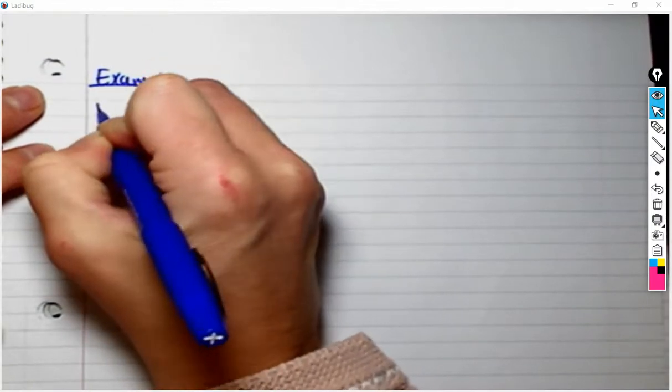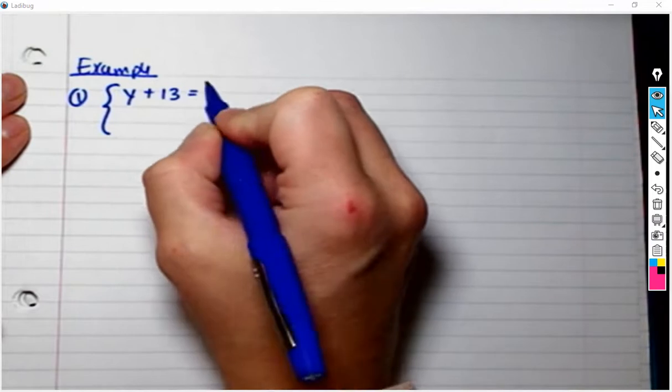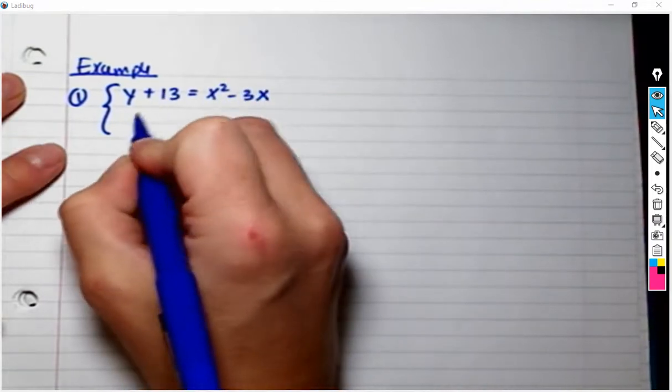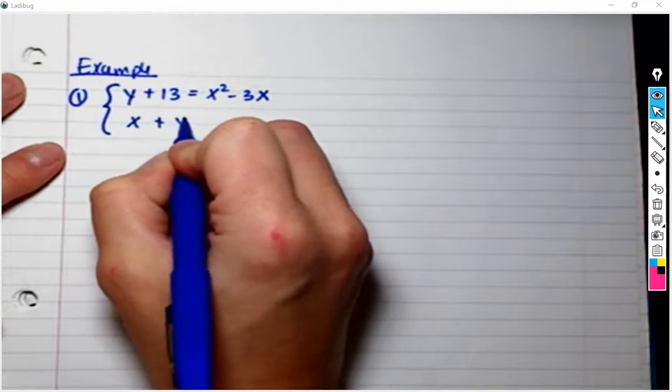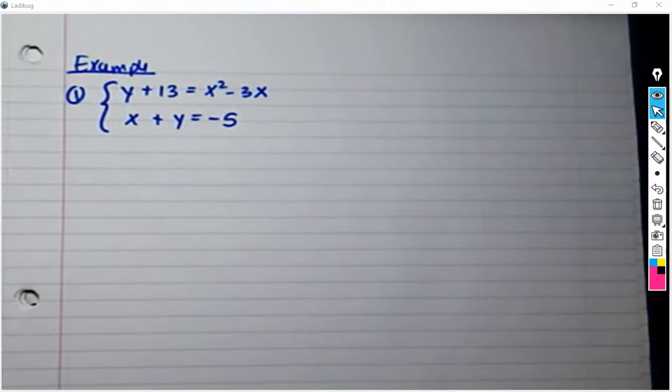All right, example. All right, here's my system. So we're going to do y plus 13 equals x squared minus 3x. And then we'll do x plus y equals -5.